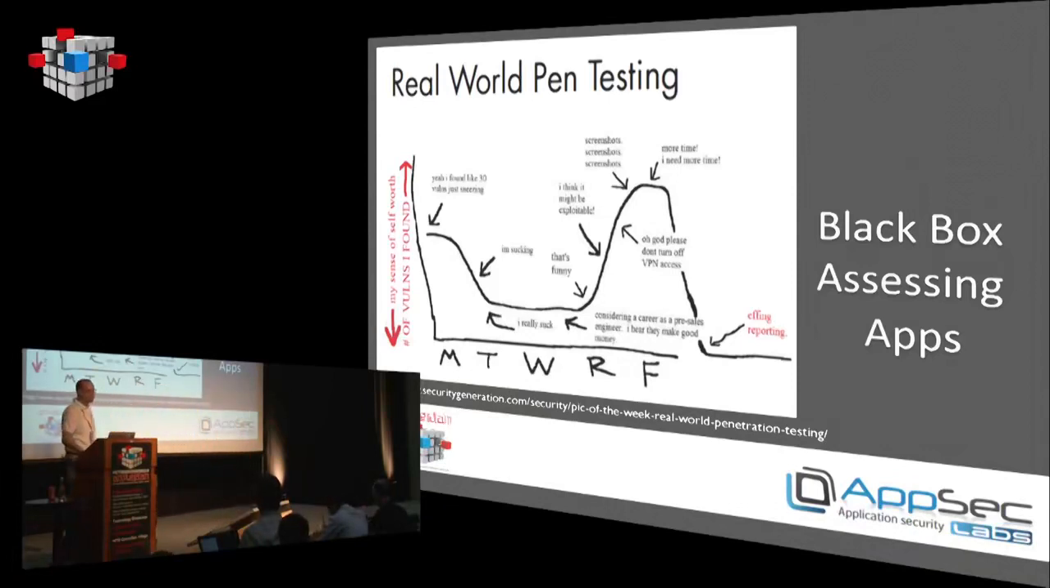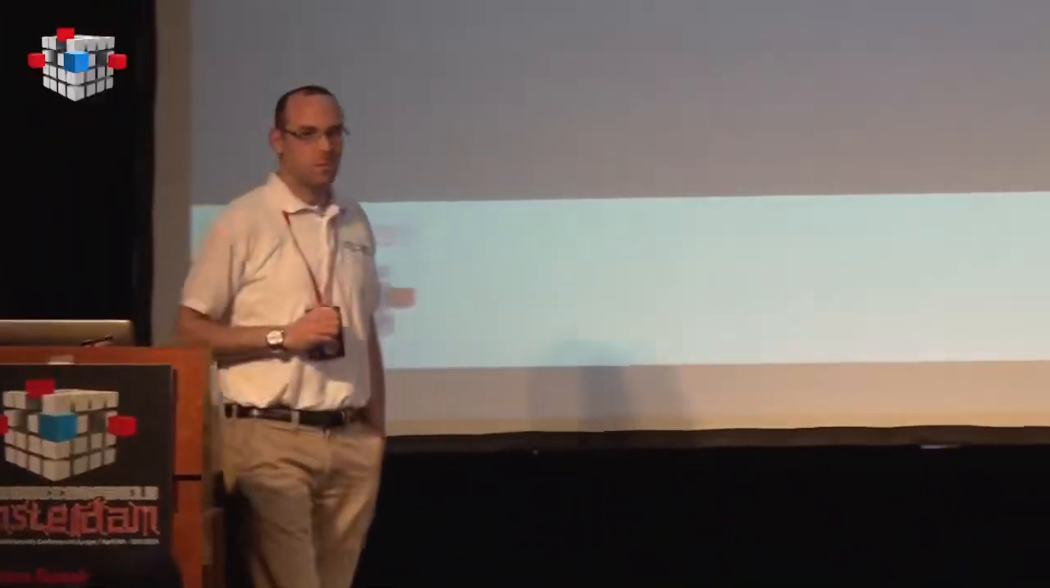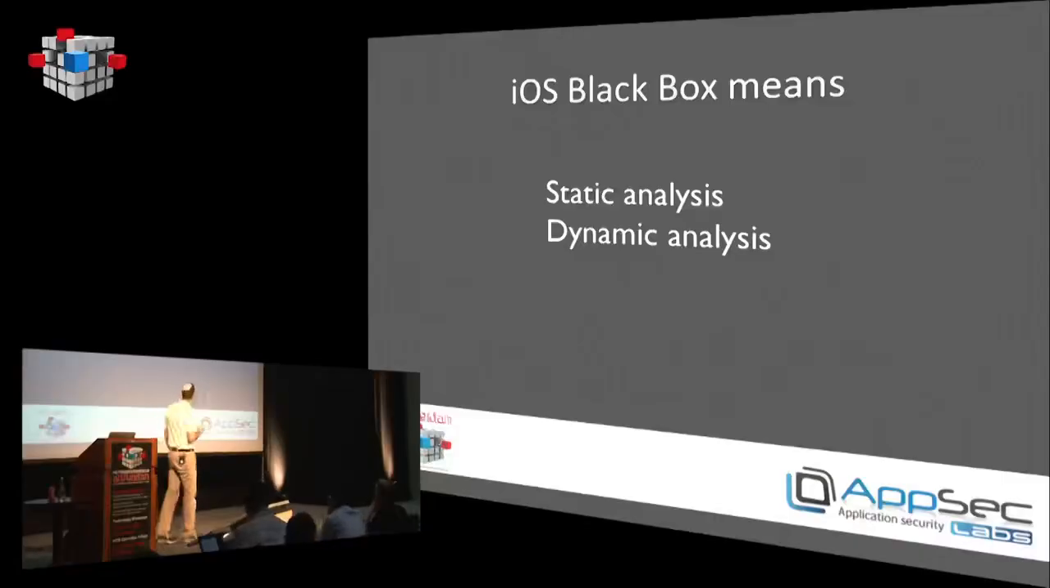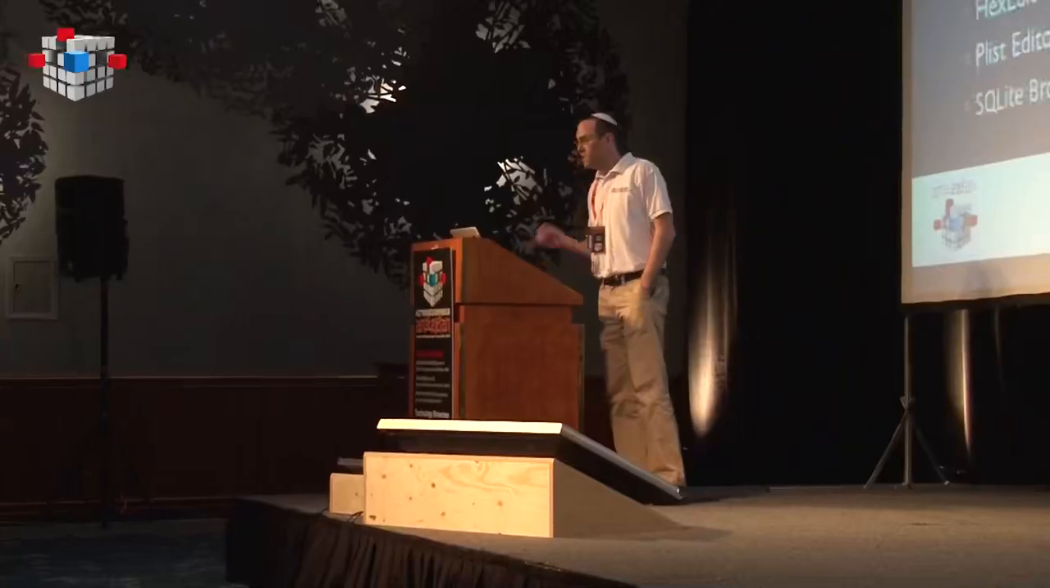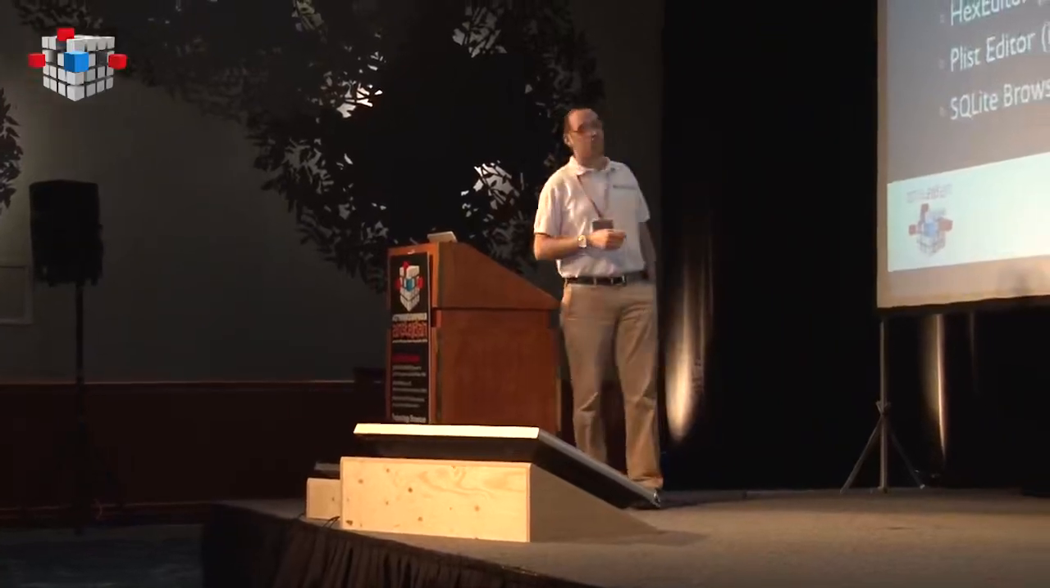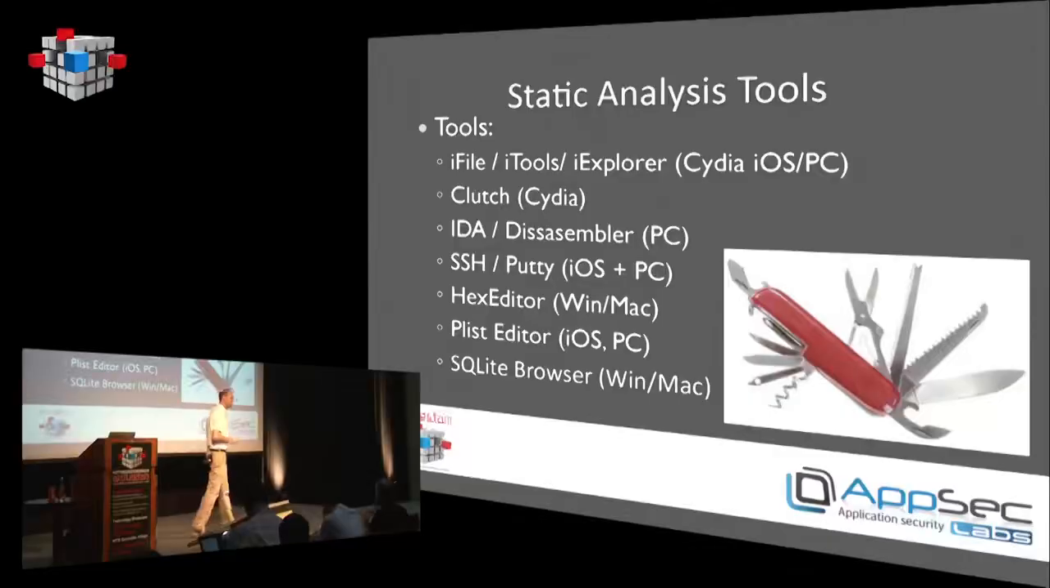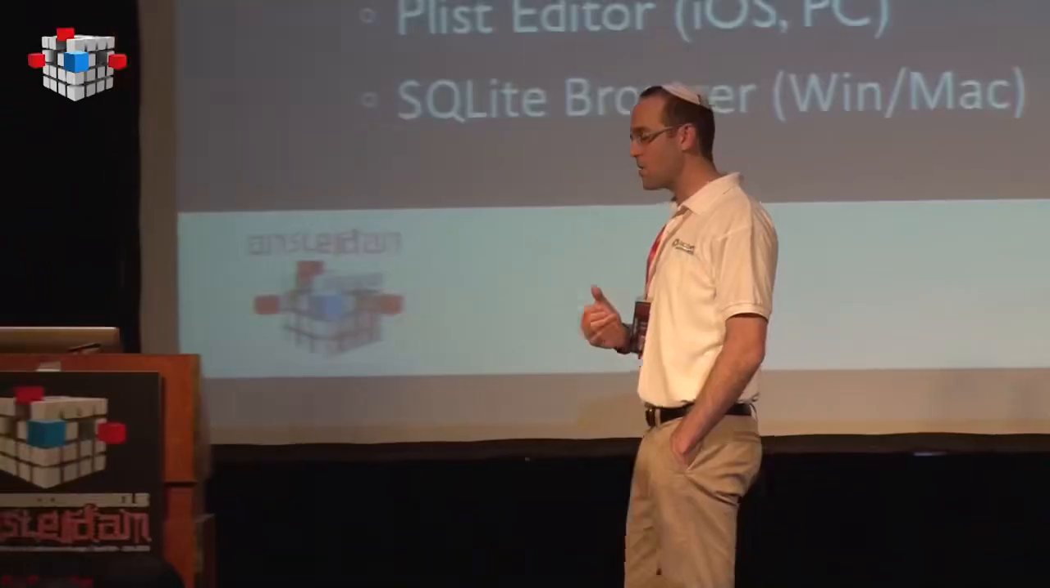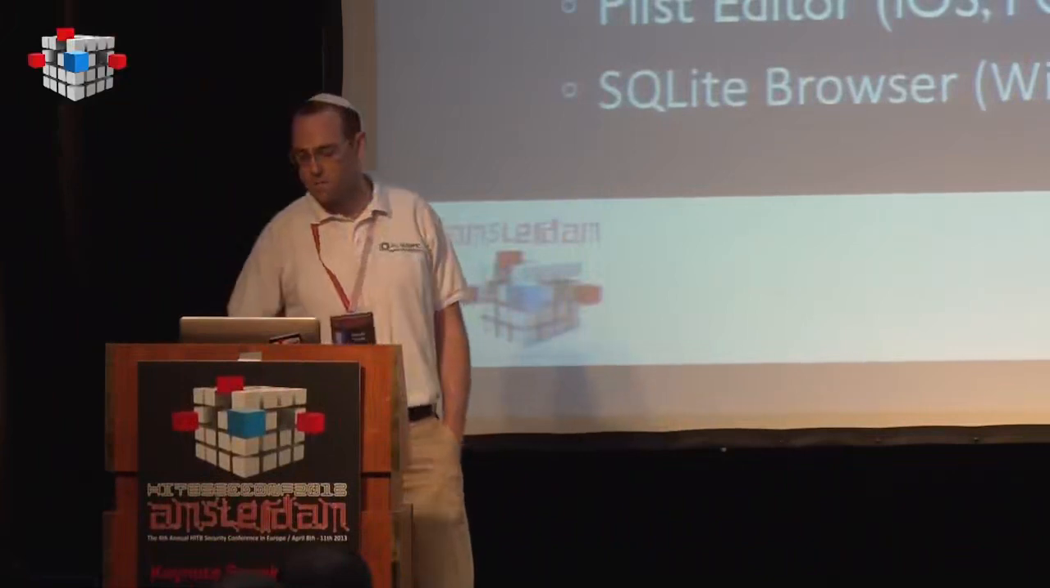So, if we're talking about iOS black box assessing, there are two major technologies that we want to adopt: static analysis and dynamic analysis. Static analysis tools are very well documented: using file access to the machine, using Clutch to decrypt the FairPlay protection, using SSH to run commands on the jailbroken machine, IDA disassembler, hex editor, plist and SQLite database browsers, etc., in order to enumerate as much information as you can to understand the application logic and the business logic and its constraints.